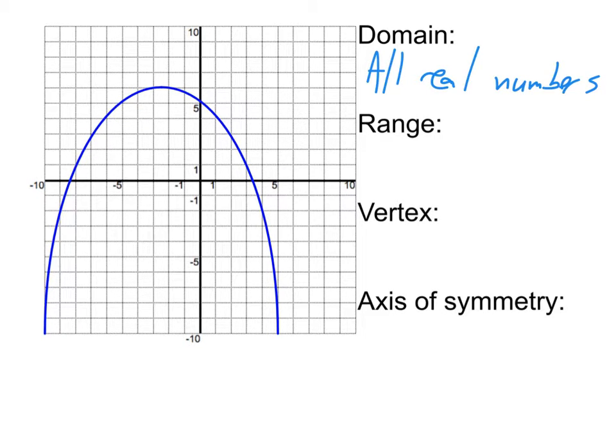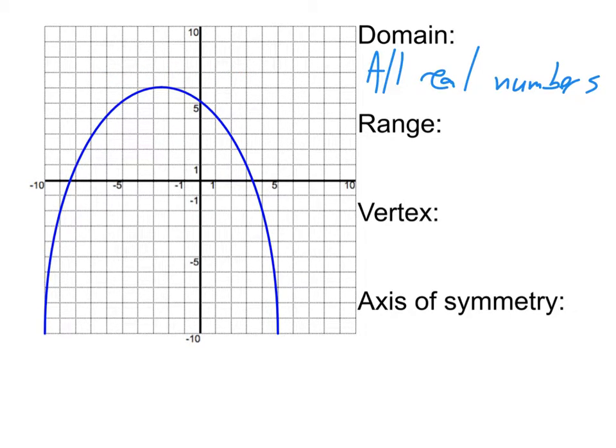Range. Well, the range is not going to be all real numbers here, because as I take a look at the range, like down here, this y value, yeah, there's graph there. At this y value, there's graph. At all of these different y values, there is graph until I get above my vertex. And so notice up here, there's no graph. That means I do not include this point in my range.